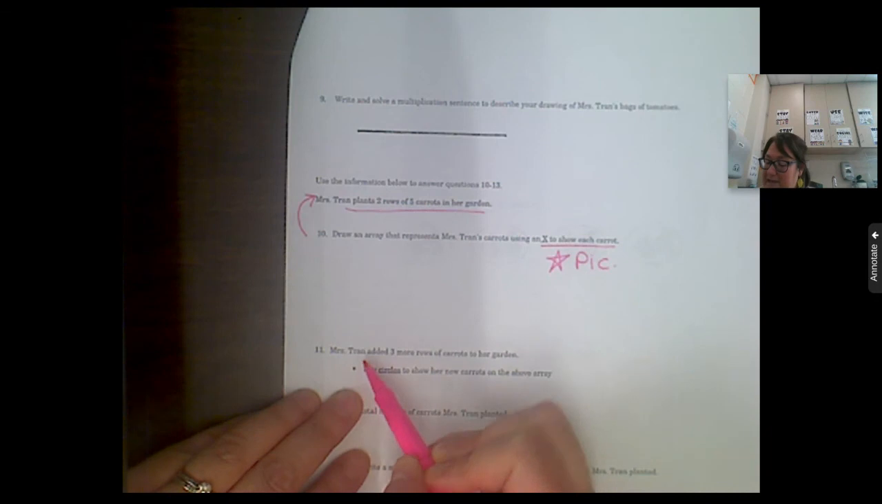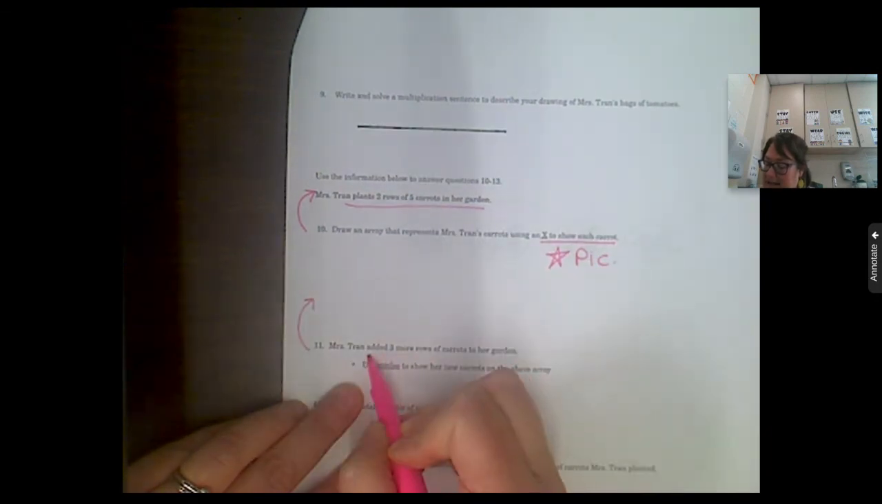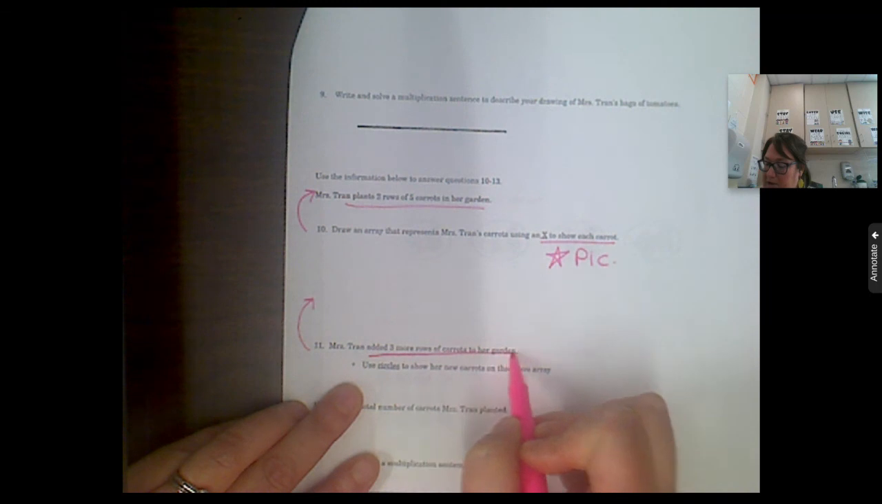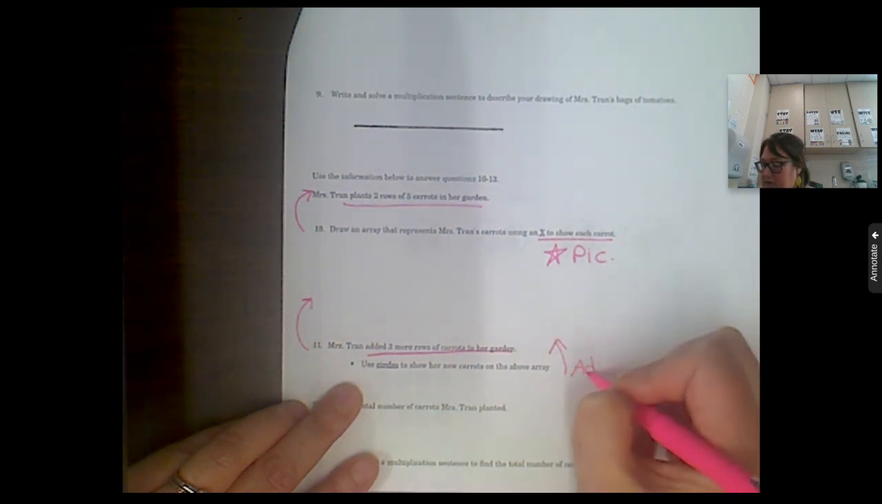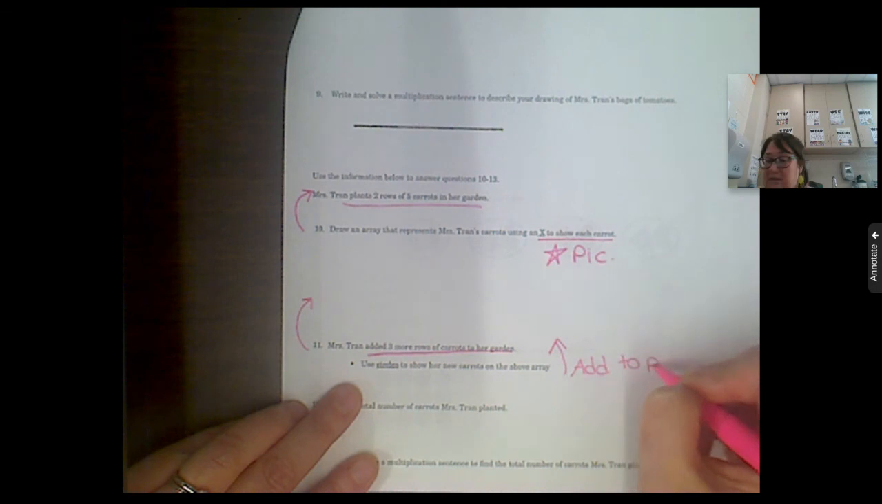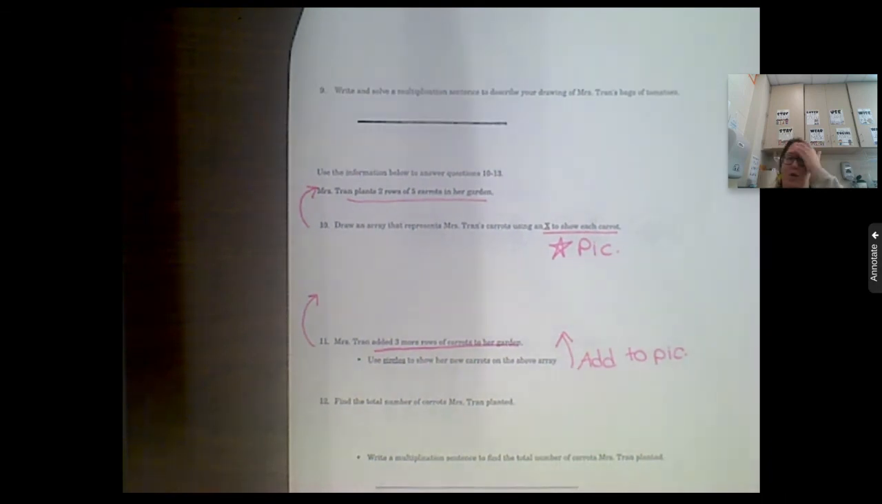Number 11, this is part of number 10, just so we don't get confused. It says she adds 3 more rows of carrots to her garden. So you're going to add to your picture. I'm giving you a lot of hints right now for this test, aren't I? Okay. And then find the total number of carrots, your multiplication sentence, and your division sentence to finish it off. So I just wanted to go over that real quickly with you, because if you were here, that's what I would be doing with you as well. Just since it's our first one with math.